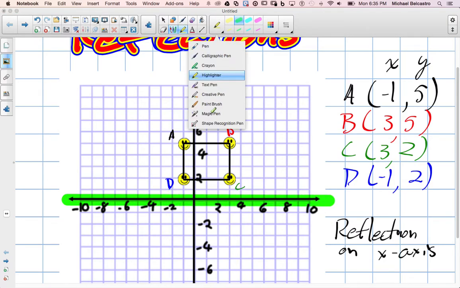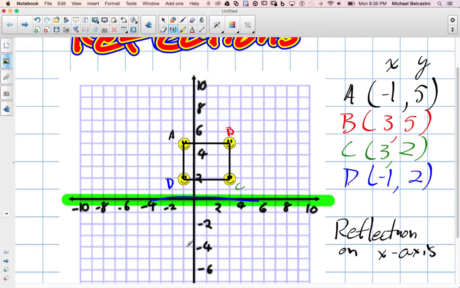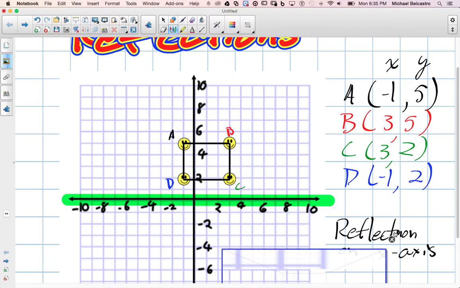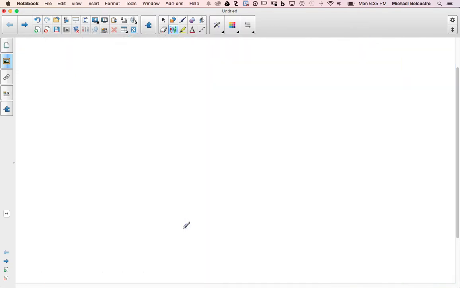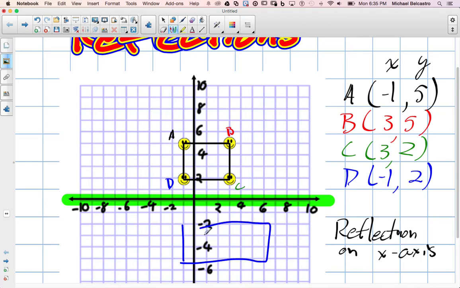So what's happening is, think of it like somebody's holding a mirror here. Where would this shape show up on the other side of the mirror? Would it be very different looking? Would it be the exact same, just the same distance from it? That's what we're working on. Essentially, that's exactly what it is. It's going to be the same distance from wherever this mirror is.